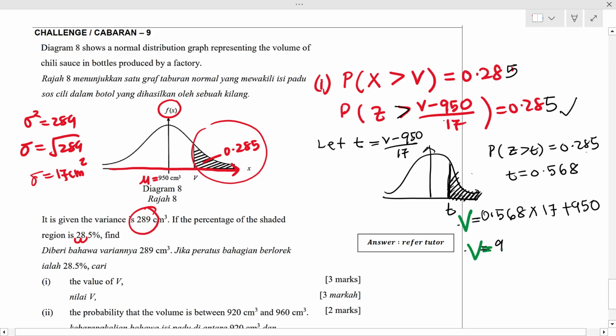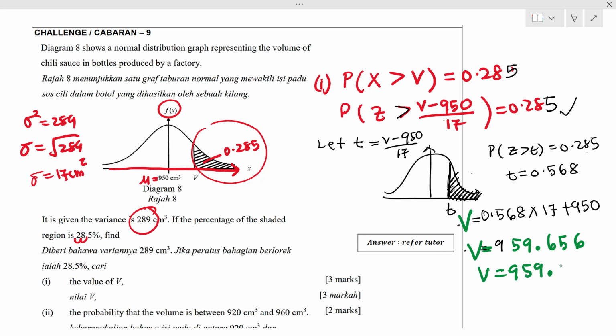Now, V is the only one left there. So, 959.656. Or you can write 959.66. Okay, 959.656 is best, because it's okay to get 6 significant figures since it is a fixed decimal. What I have said is that only non-exact answers are given 4 significant figures. This one gives the exact value, 959.656. I will rather accept this answer. Okay.